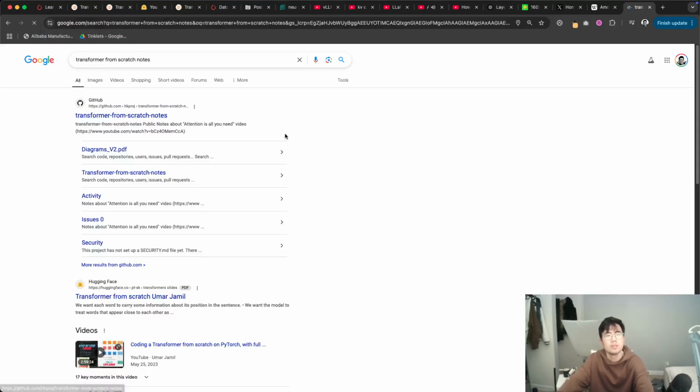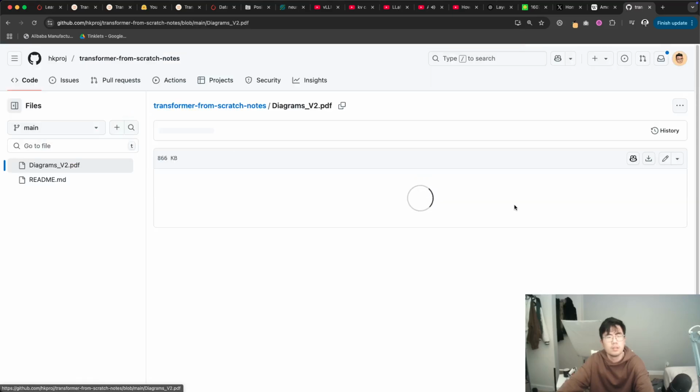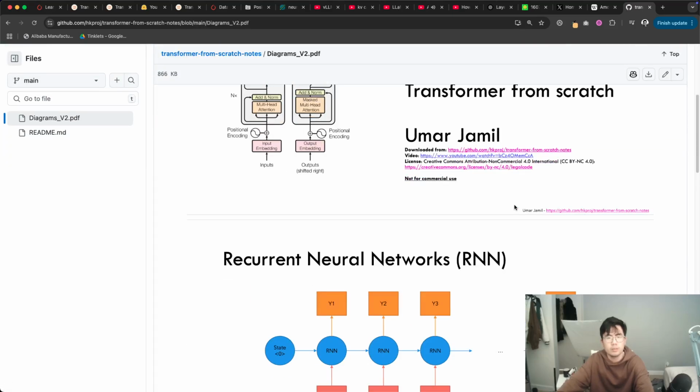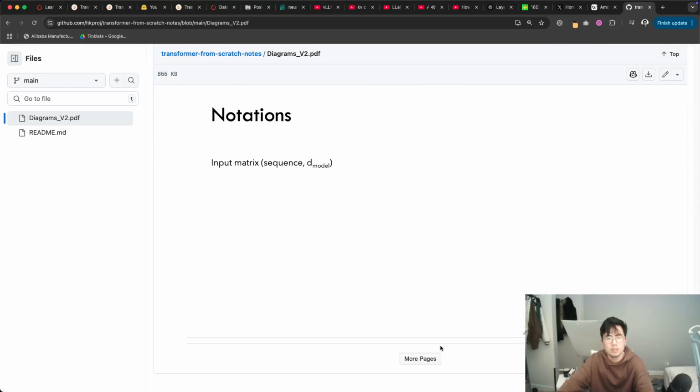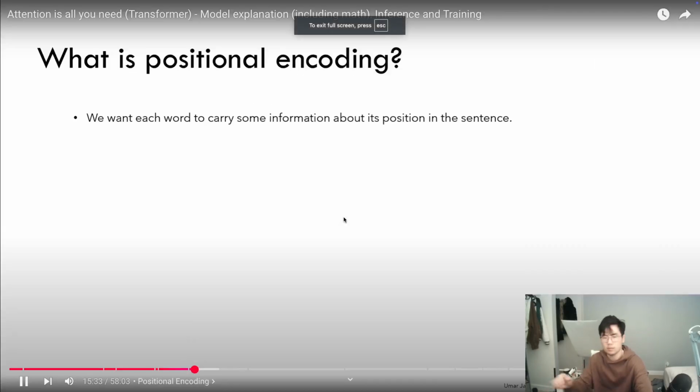So what is positional encoding? What we want is that each word should carry some information about its position in the sentence. The diagrams show words as embeddings, but they don't convey any information about where that particular word is inside the sentence. And this is the job of the positional encoding.